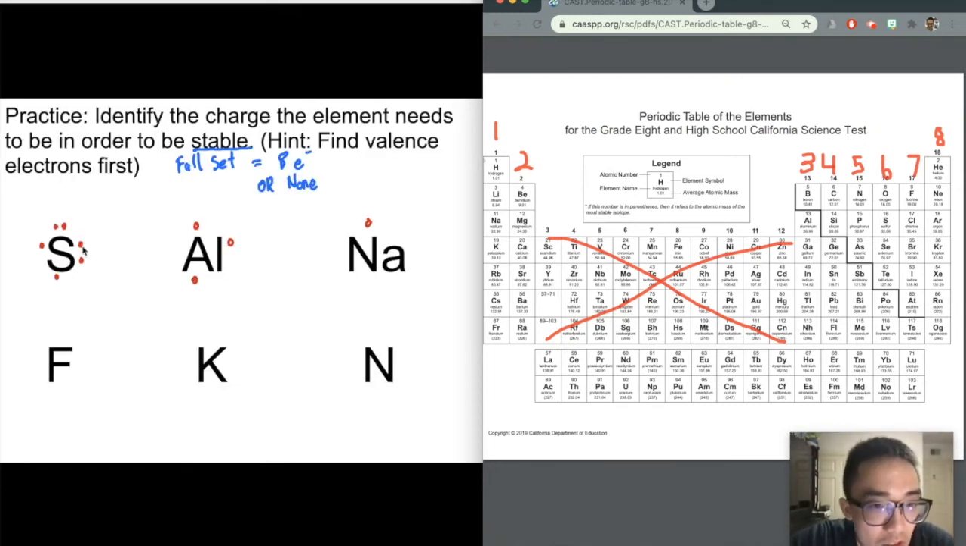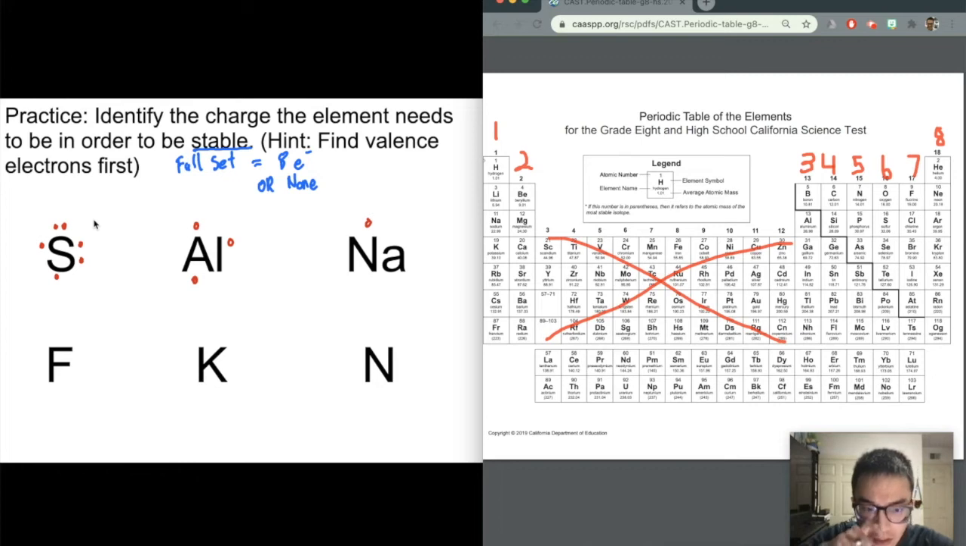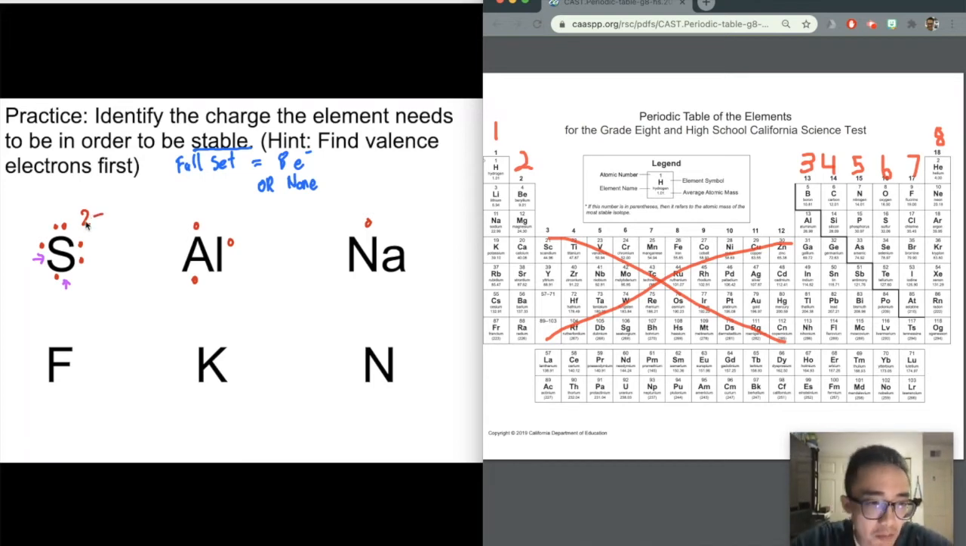For sulfur, let's do sulfur next. It has 6. Remember, it needs 8 electrons or none to be stable. So if you think about it, there are 2 choices. I can either gain 2 electrons or I could lose 6, right? So for this one, it's much easier to just gain 2 more. And when I gain 2 more electrons, that charge is going to be a negative 2 charge. So I put a 2 minus there, but if you put -2, that works too, but this is more common in textbooks. All right, so that's sulfur.